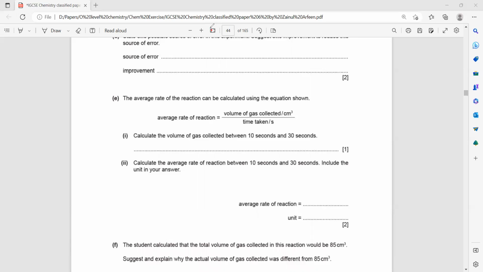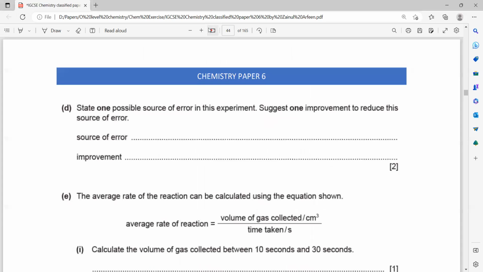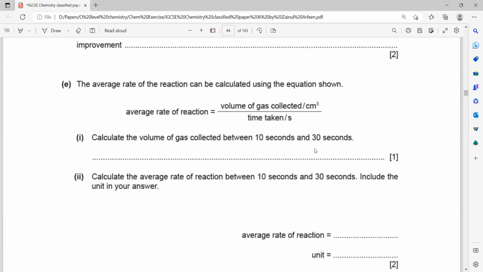The first part we'll write 35, because first they ask only to calculate the volume. The next one we'll write divided by. So this is 35 cm cube, but then we have to calculate a rate. To calculate the rate or speed of a chemical reaction: the volume of gas collected was 35 cm cube, and the time taken from 10 seconds to 30 seconds, that time interval, is 20. So 35 divided by 20, this will be 1.75.